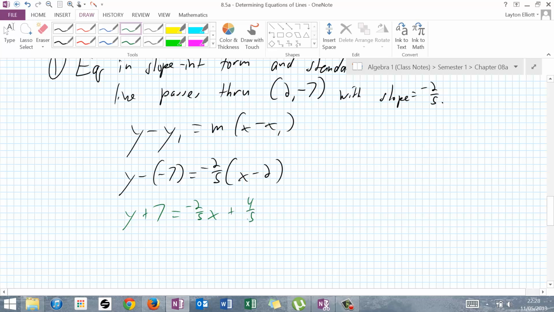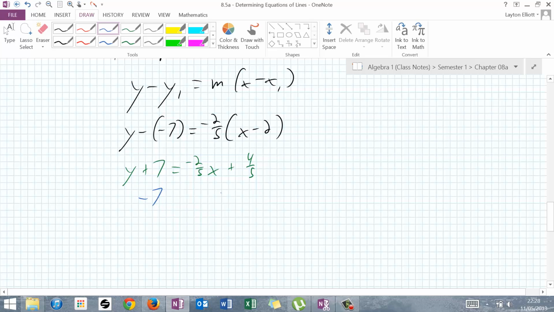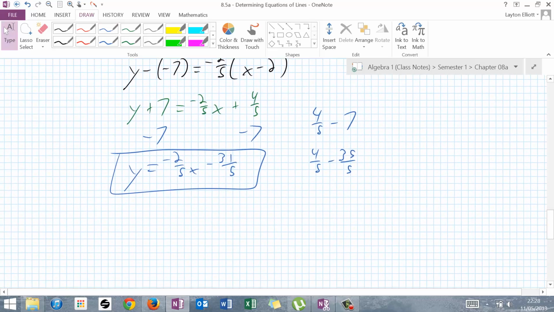Now at this point it would make sense to clear fractions and multiply the left and the right side by a 5, except I wanted to have slope-intercept form. So that's not clear fractions yet. That's actually subtract a 7 because we want to get the y by itself. And I have y is equal to -2/5 x. If I want to do 4/5 minus 7, that's the same as 4/5 minus 35/5, and that's -31/5. So then minus 31/5. And that is slope-intercept form.